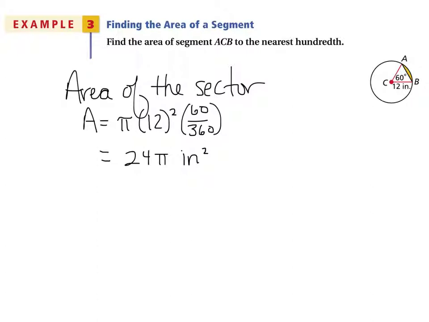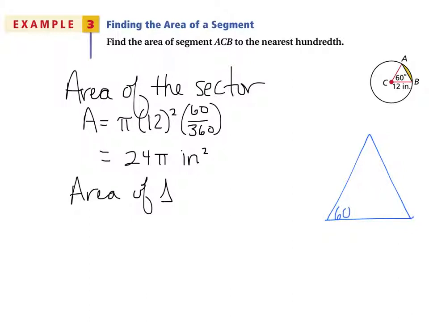Now we need to find the area of the triangle. So we know this is 60. We know this is 12. That's all we know. So we know it's 60 degrees. We need to figure out the altitude.